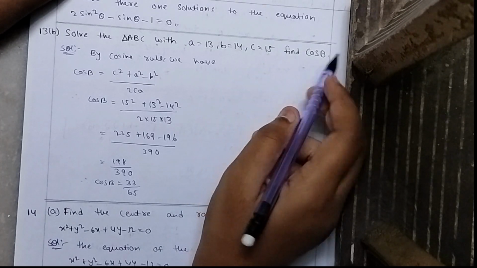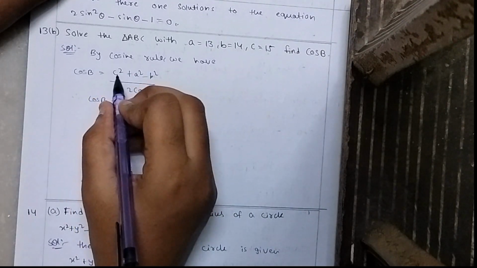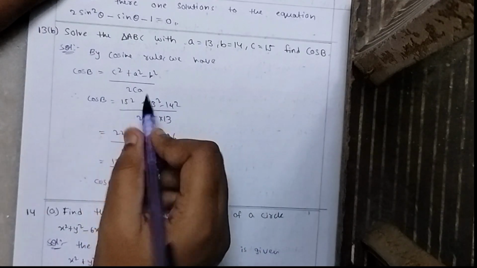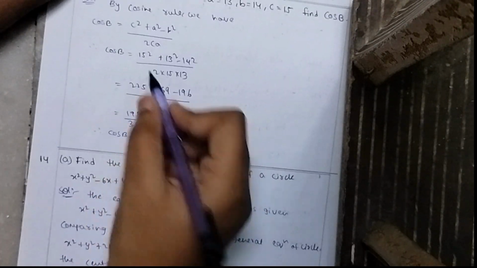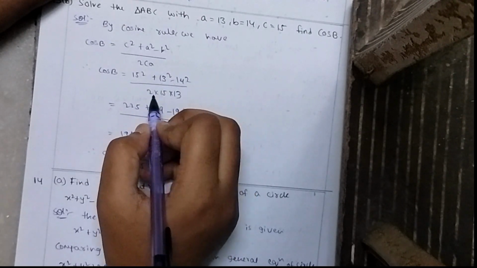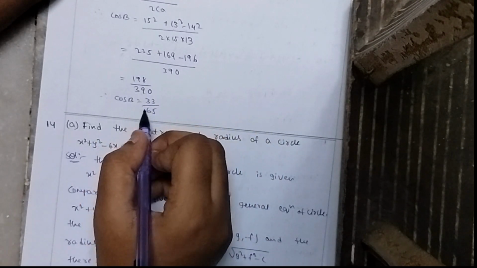13b. Solve the triangle ABC with a equals 13, b equals 14, c equals 15. Find cos b. By using the cosine rule, we know the formula: cos b equals c square plus a square minus b square by 2ac. Substituting the ABC values here, cos b equals 15 square plus 13 square minus 14 square by 2 into 15 into 13, that equals 198 by 390, that equals 33 by 65.